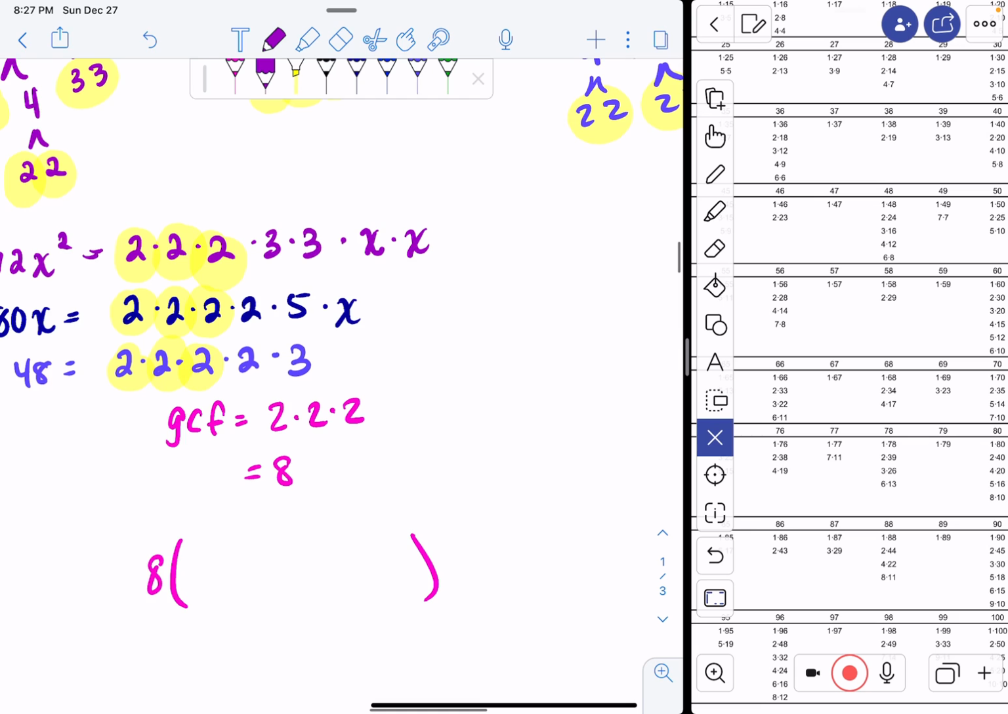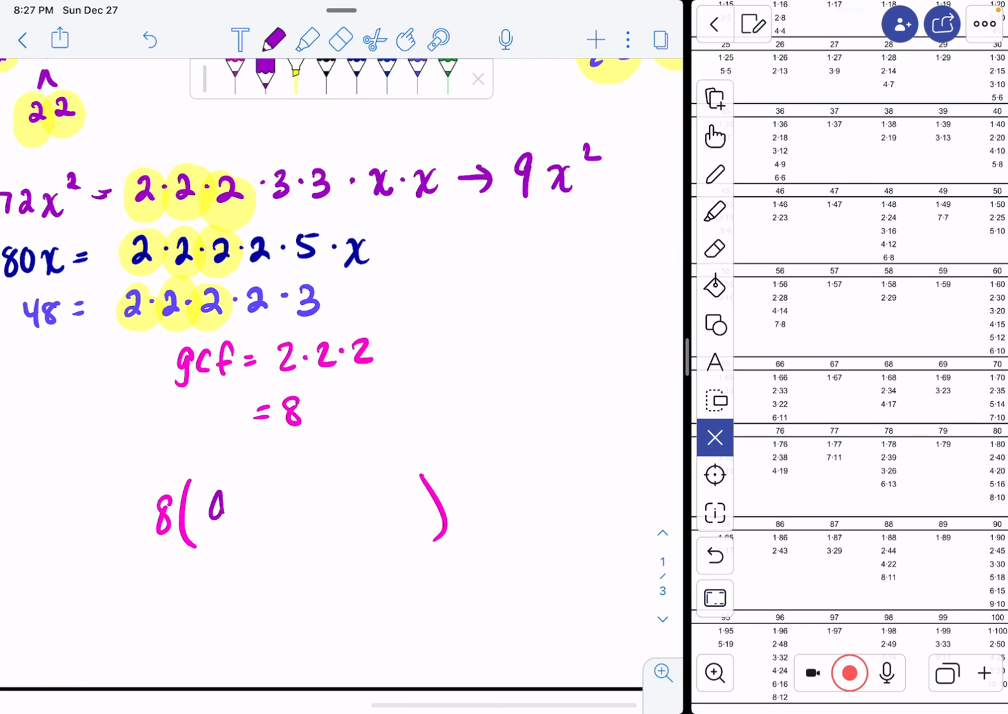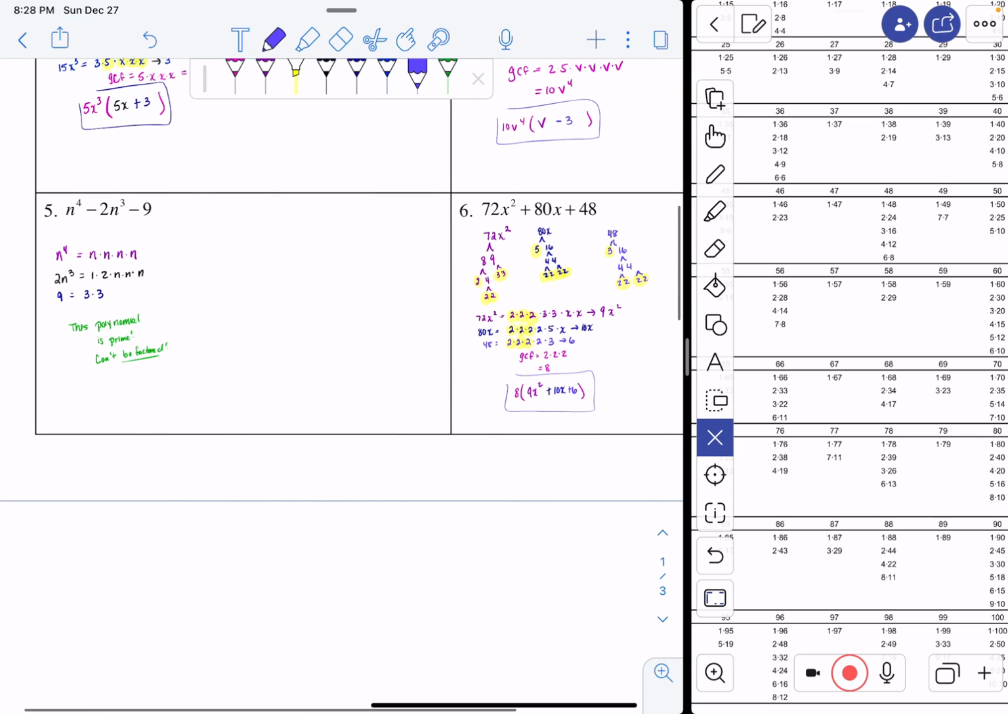So in this part, my leftovers of 72x squared are 3 times 3, which is 9, and then x squared, because x times x is x squared. Now I do my leftovers of 80x, which in this case are 2 times 5, which is 10, and then my x. And again, everything was positive in this. And then last but not least, my leftovers of 48. 2 times 2 is 4, times 2 is 8, times 2 is 16. Yep, that's right. 2 times 3 is 6. So this is my final answer. 8 times 9x squared plus 10x plus 6.